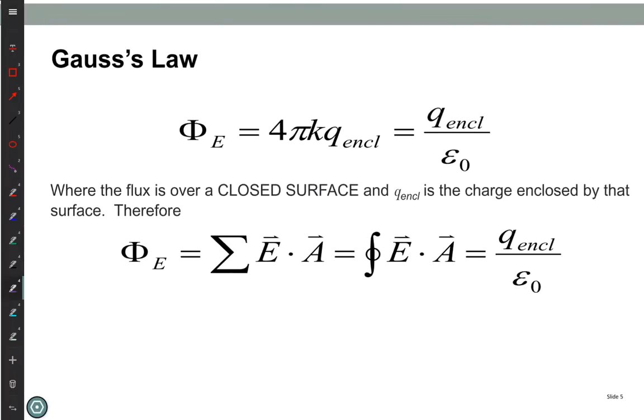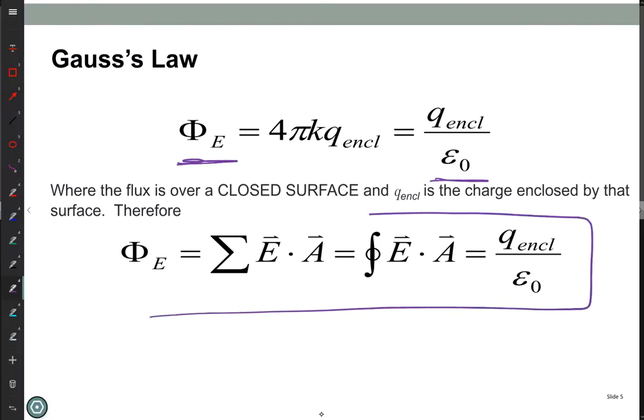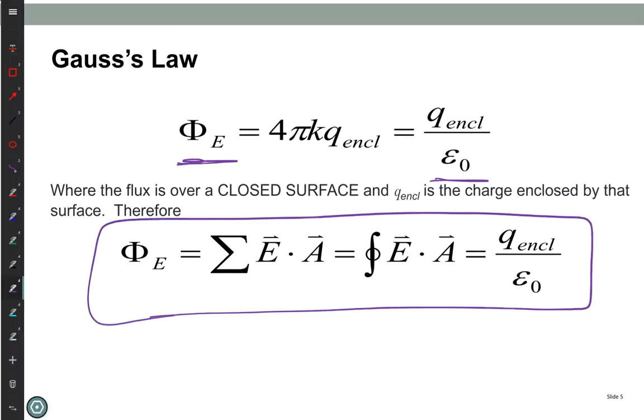So this will make a lot more sense when we get to using it. I'm trying to get the basics out, and then we'll use it. Gauss's law: the flux is equal to the charge enclosed over epsilon 0. What we're going to do for Gauss's law is use this equation and calculate the flux separately from the charge enclosed.